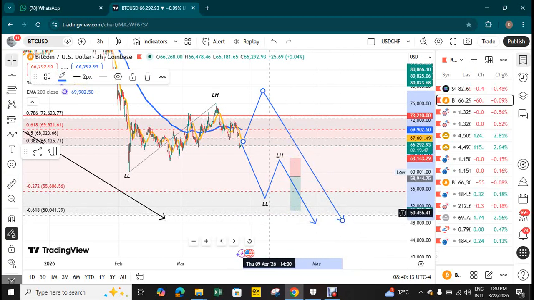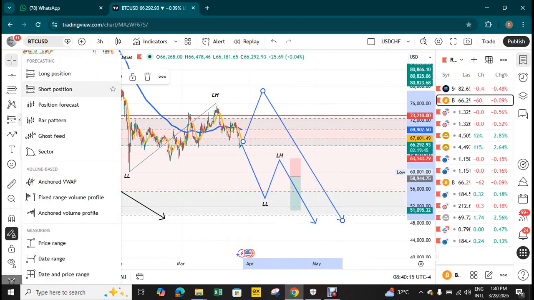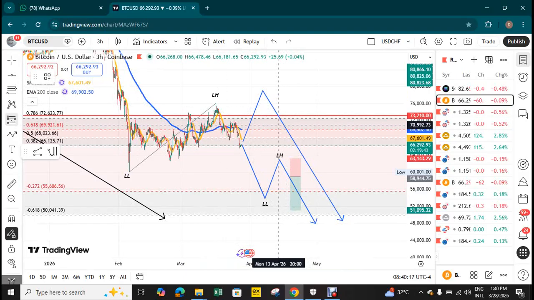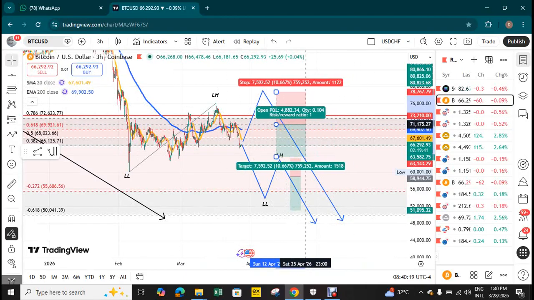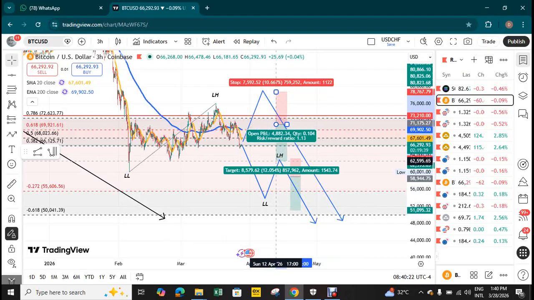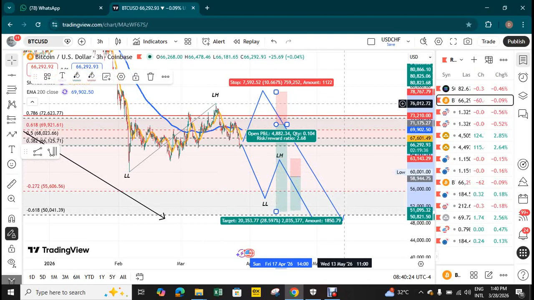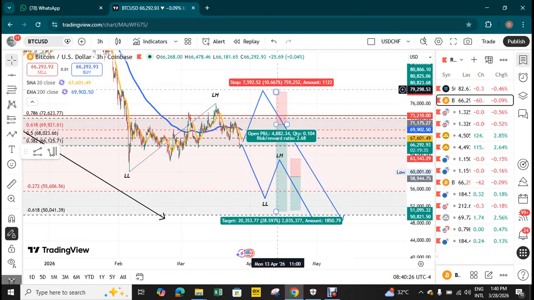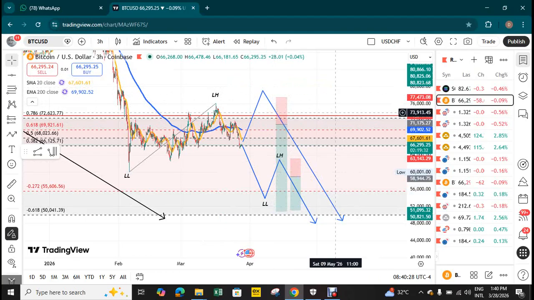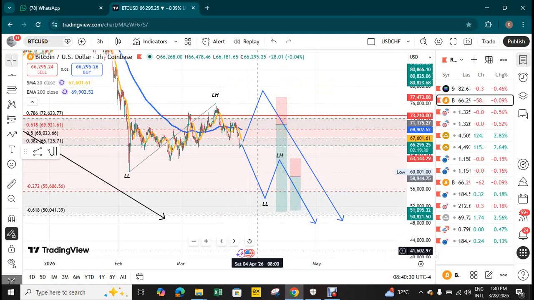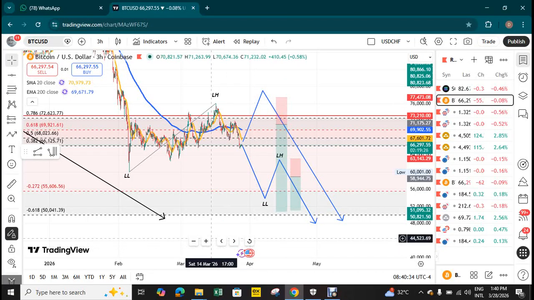Now our entry should be around this area to the downside. So we're expecting price to come all the way to this side. So this is what we are going to be looking at. If price goes down, we take an entry to the downside, but we need to see a new lower low first and a new lower high before we can start looking for an entry to the downside.